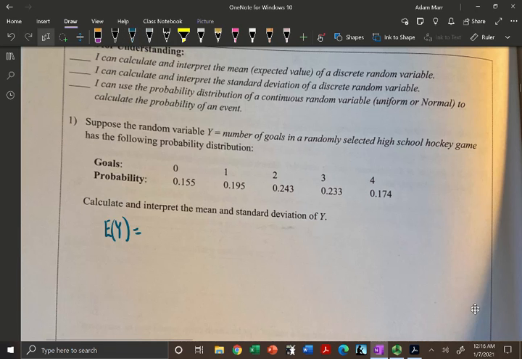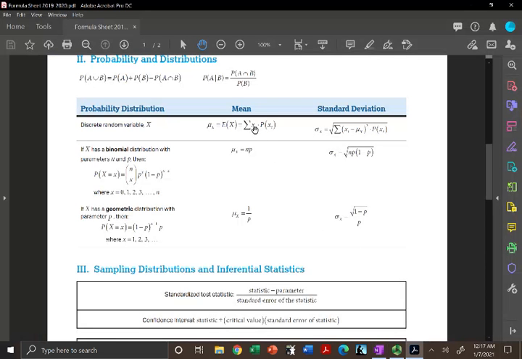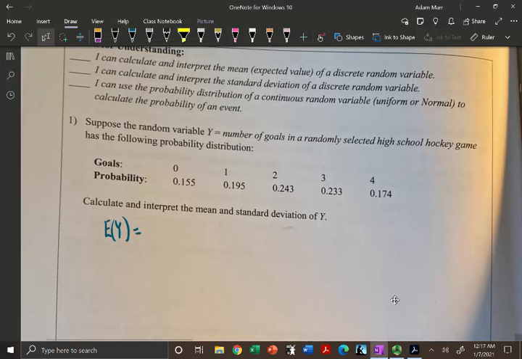And remember the formula right here. The mean's easy. It's just going to be basically your outcome times the probability plus the other outcome times the probability plus the other outcome times the probability. All right, we have it right here. It's the sum of x times p of x sub i. So in this case, y times p of y sub i. And it's just the sum right there.